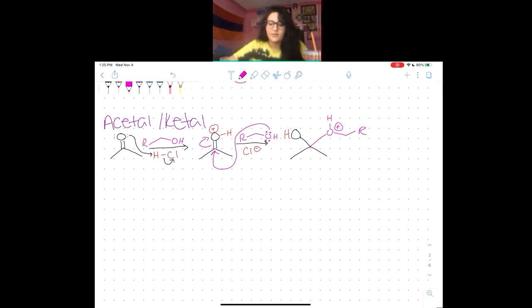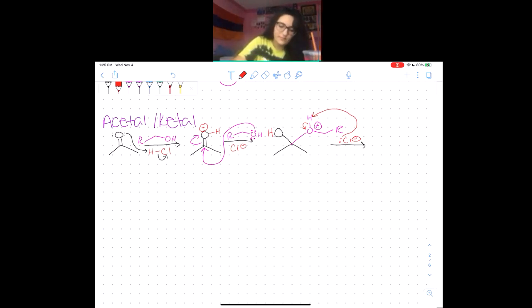What do you guys think? What can we do at this point to get rid of the plus charge? Yes, so we have Cl minus that will come in and deprotonate. So it will take that hydrogen, give those electrons back. And so now we have a happy molecule like so.